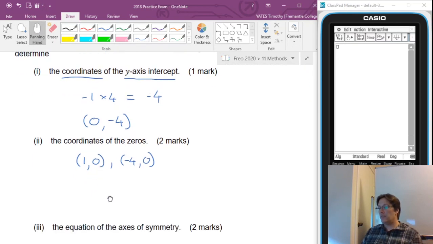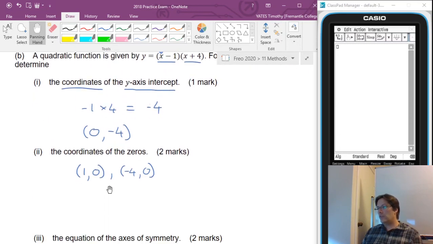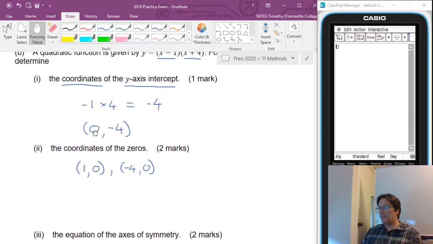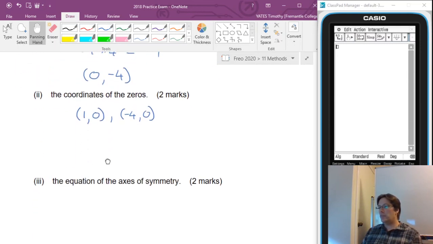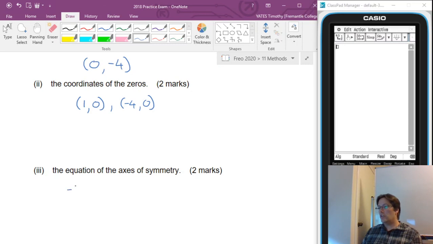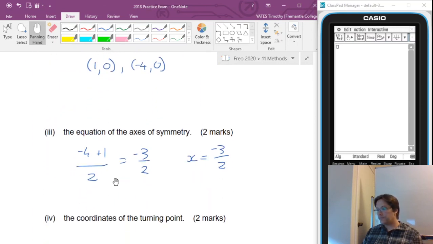2 very easy marks. What's the equation of the axes of symmetry? Well, there's only going to be one axis of symmetry. I'm not sure why they wrote axes. But it's going to be halfway between these 2 points. So I'm going to do negative 4 plus 1 divided by 2. That's negative 3 on 2. So that is x equals negative 3 on 2, or negative 1.5. Easy. 2 very easy marks there. There is not an axis of symmetry anywhere else. That is the only one.